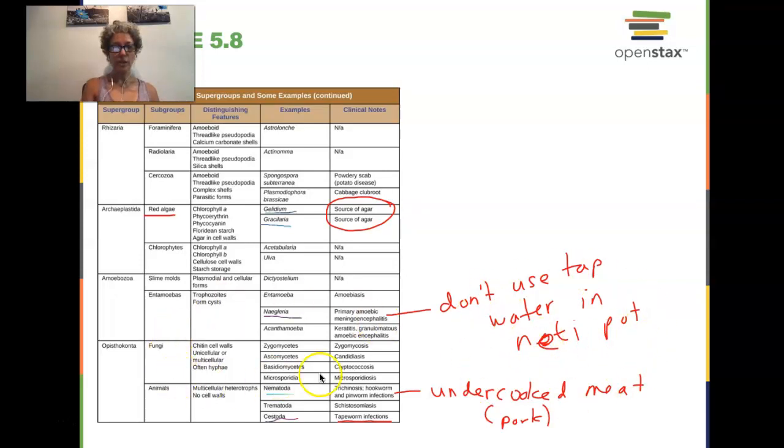Many others down in here, but I have underlined the nematodes because they cause trichinosis, hookworm and pinworm infections that you can get from undercooked meat, primarily pork, and cestoda are tapeworm infections that can be acquired by eating any type of undercooked meat.